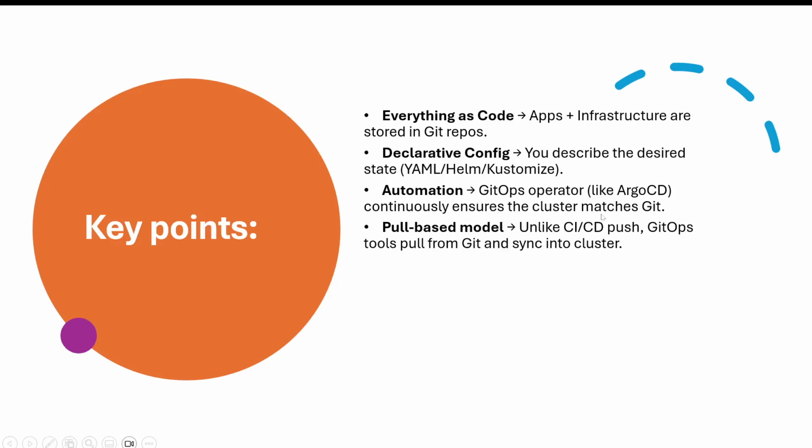If there is some drift from the environment, like production or dev, to the code, it will automatically identify it and try to roll back, and it will consider Git as the source of truth. Whatever configurations you have mentioned in Git repos, the same thing will reflect in your environment. If someone manually modifies something in the environment, it will be automatically reverted. And it is a pull-based model. Unlike CI/CD push, GitOps tools pull from Git and sync into the cluster. This is very good for maintaining the cluster state. If there are any manual changes, those will not be reflected in production, so your production environment will be stable.